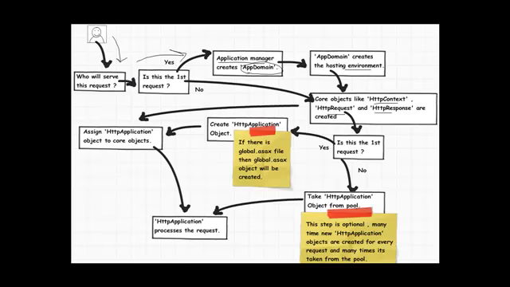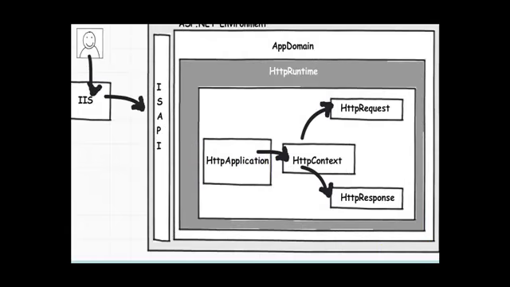So this is the overall process of what happens when your ASP.NET environment is created. Your ASP.NET environment comprises app domains, separate app domains for every website or web application, and inside the app domain you have various objects which are created in order to process the request, that is your request object, your response object, your context object, and all of these objects comprise your HTTP application object, and this HTTP application object processes your request.